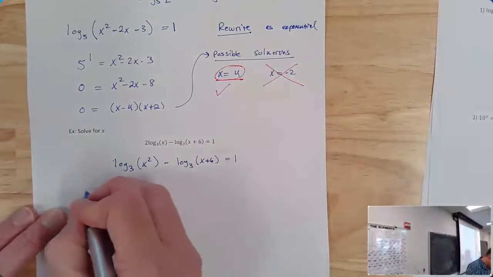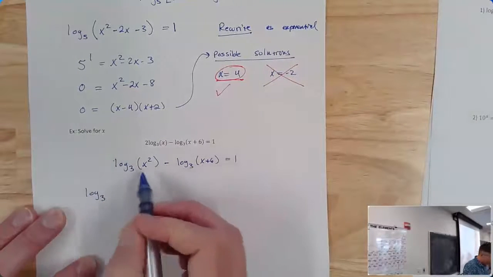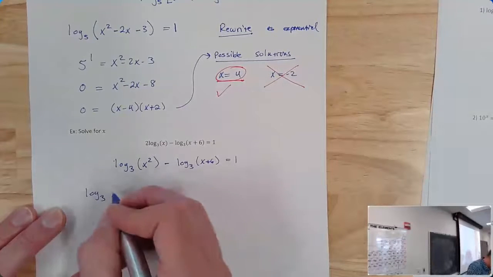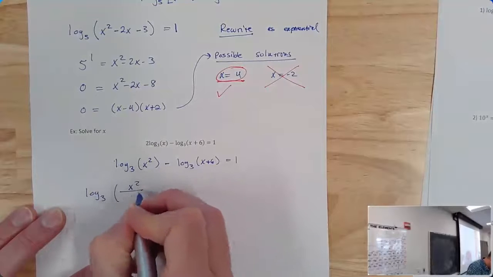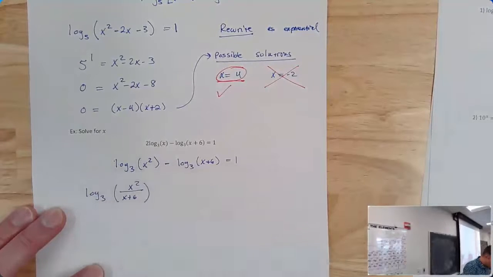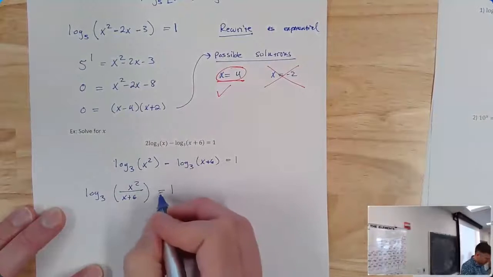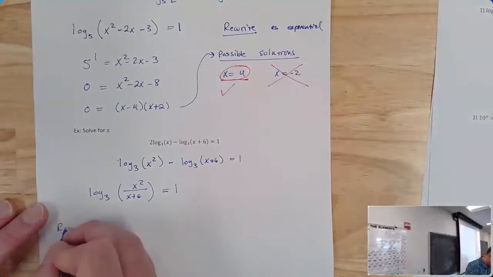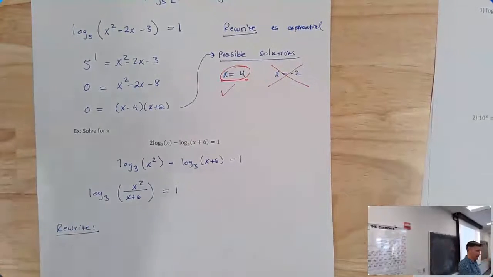So it's going to be log base 3 of, since it's a subtraction, the first thing divided by the second thing. So it's log base 3 of x squared divided by x plus 6 equal to positive 1. We've condensed as much as we can. Now we get to rewrite this. I'll give you 30 seconds to rewrite it as an exponential equation.